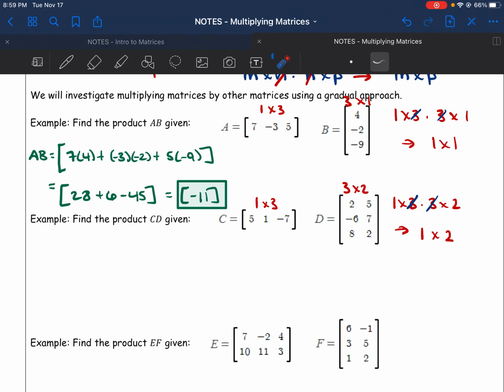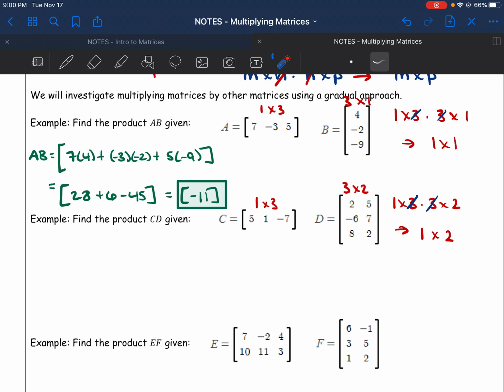Very similar to the previous example, we're going to be taking row 1 times column 1, so we're going to be taking 5 times 2 plus 1 times -6 plus -7 times 8, and that's going to make our first row, first column element. But then we have to do the same thing with the second column in matrix D. So we're going to take 5 times 5 plus 1 times 7 plus -7 times 2, and that's going to make the row 1, column 2 element.